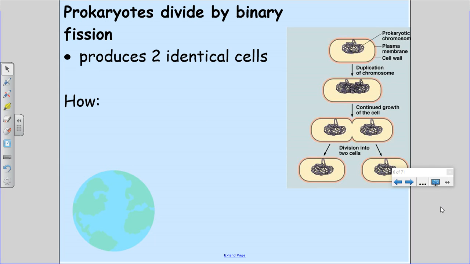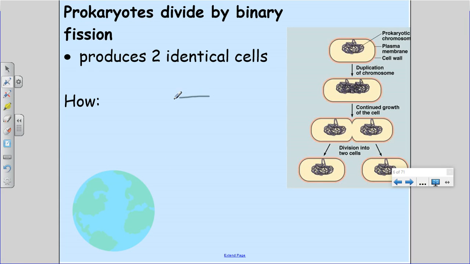Before we jump into mitosis, we want to have one little side note about prokaryotes. Remember, prokaryotes do not have a nucleus, so they don't need to go through the detailed process of mitosis. The way they reproduce is a process called binary fission. This is very straightforward, very simple. So let's draw a little picture of that.